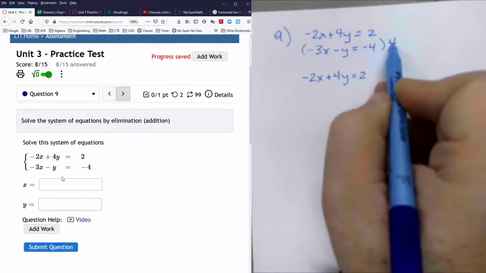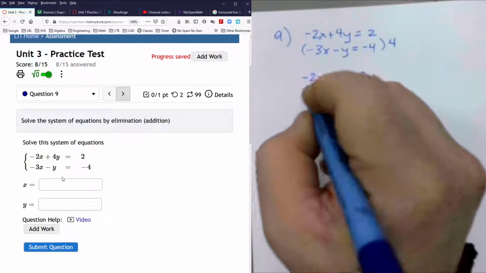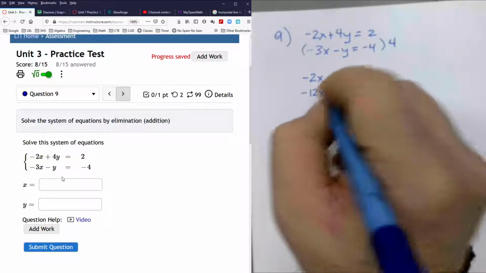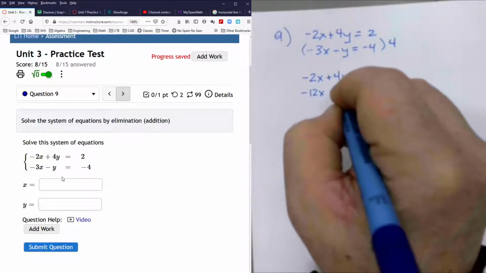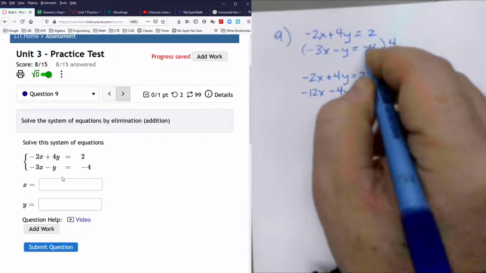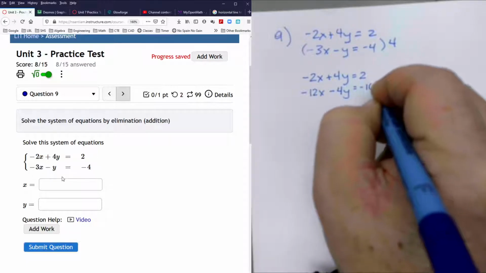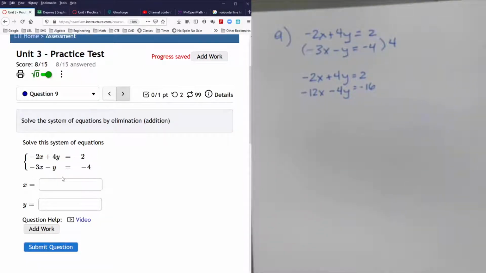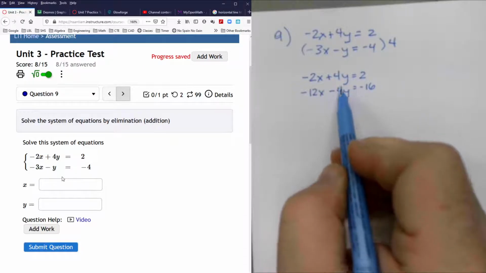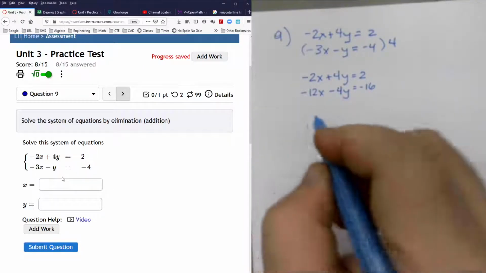My second equation is going to be 4 times, so 4 times negative 3 gives me negative 12x. 4 times negative y gives me negative 4y. And 4 times negative 4 gives me negative 16. Okay, so this creates that situation that I'm looking for, positive 4y and a negative 4y.